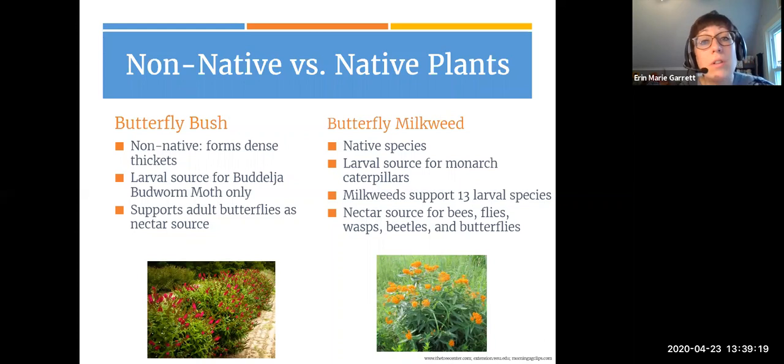So if we're thinking more holistically on how we can better support the food web as a whole, maybe if we're deciding between adding in a butterfly bush or a butterfly milkweed, maybe making the choice for the native in this case, okay? So just wanted to point out that comparison. Again, no, you don't need to get rid of all your non-native plants, but just think about how maybe you can better help support the food web as a whole as you make changes to your garden.